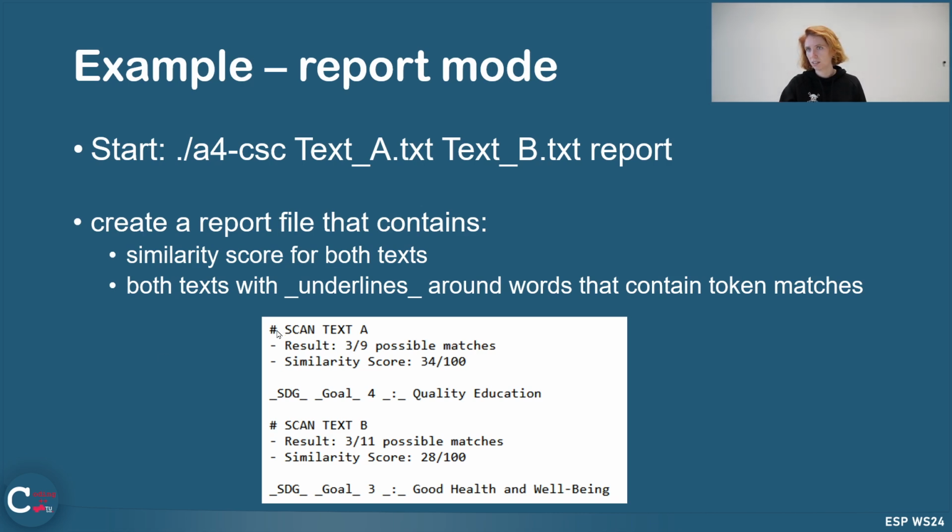So this is this print here. And then the original text, so the words need to be put together again from the tokens. And any words that have one or multiple matches inside them will be marked with underlines around the word. So for our example, we had SDG and goal and the colon as matches in both texts. So these now have underlines around the words in the report.